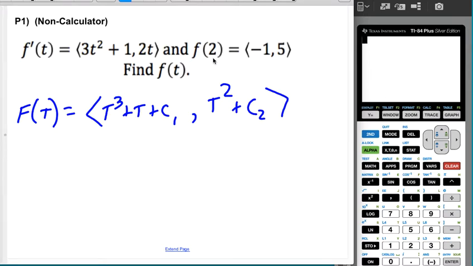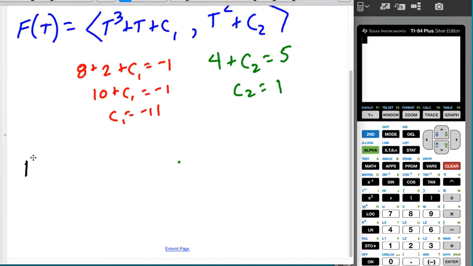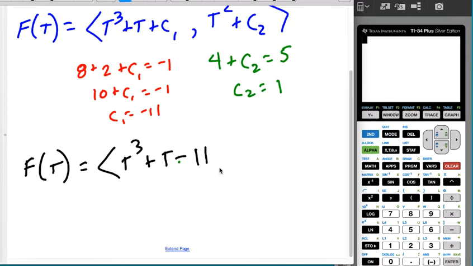Well, now I need to use the 2 comma negative 1 to find this first point. So when I plug a 2 in, I should get 8 plus 2 plus c sub 1 is a negative 1. That's a 10 plus c sub 1 is a negative 1, so my c sub 1 is a negative 11. When I do the same thing over here, when I plug in a 2, I should get a 5 out. So 4 plus c sub 2 is apparently a 5, so my c sub 2 is a 1. Now that I know both of those values, I can go ahead and write my answer. My f of t is t cubed plus t minus 11, comma, t squared plus 1. And that's it.